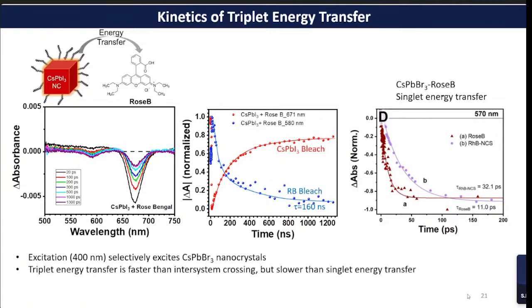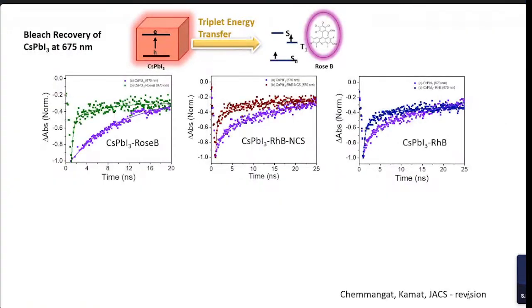This is picoseconds. So we went to nanosecond. In the nanosecond, what we saw is this is without Rose Bengal, and this is with Rose Bengal. So you can calculate now how fast this energy transfer is.